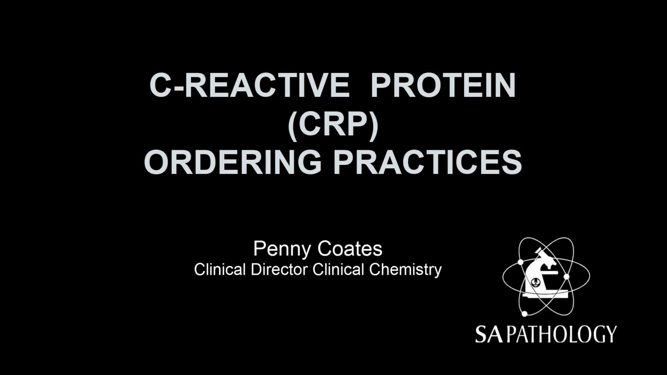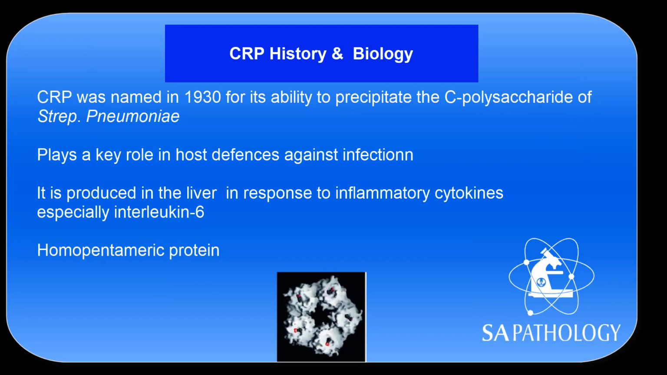C-reactive protein, or CRP, is one of the most commonly requested tests in both hospital and general practice. There has been an increase in its use that cannot be completely explained by escalating rates of disease. CRP was named in 1930 for its ability to precipitate the C polysaccharide of the Strep pneumoniae and plays a key role in host defenses against infection.